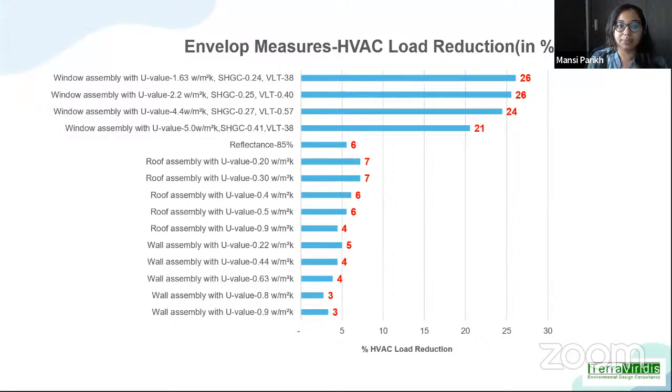Further, the wall measures: by insulating the wall with a U value of 0.44, which required almost 50 mm of XPS insulation, with a typical brick wall, we can achieve savings of 5%. So how will this account in the reduction in the first cost?